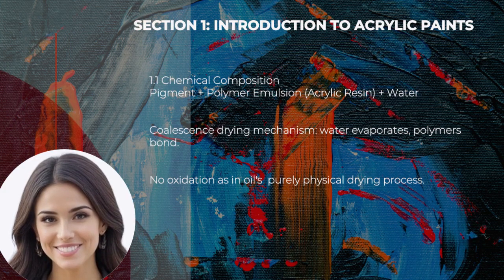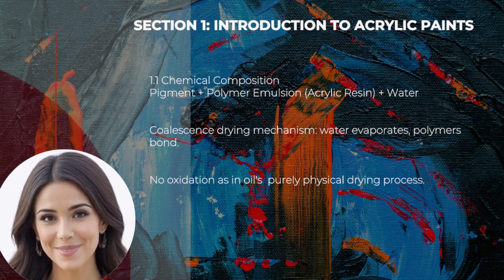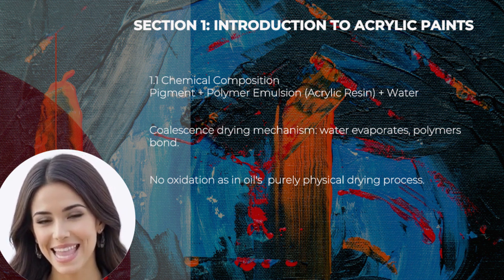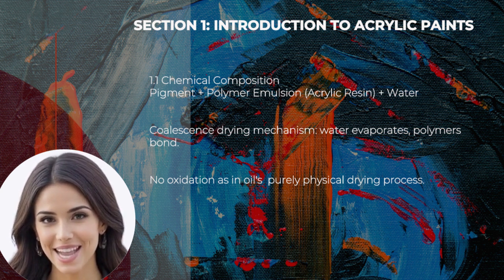Section 1. Introduction to acrylic paints. 1.1 Chemical composition: pigment plus polymer emulsion, acrylic resin, plus water. Coalescence drying mechanism: water evaporates, polymers bond. No oxidation as in oil's, purely physical drying process. 1.2 Properties: fast drying, minutes to hours depending on thickness, matte to glossy finishes depending on formulation, minimal color shift when dry, but darker drying tone than wet.